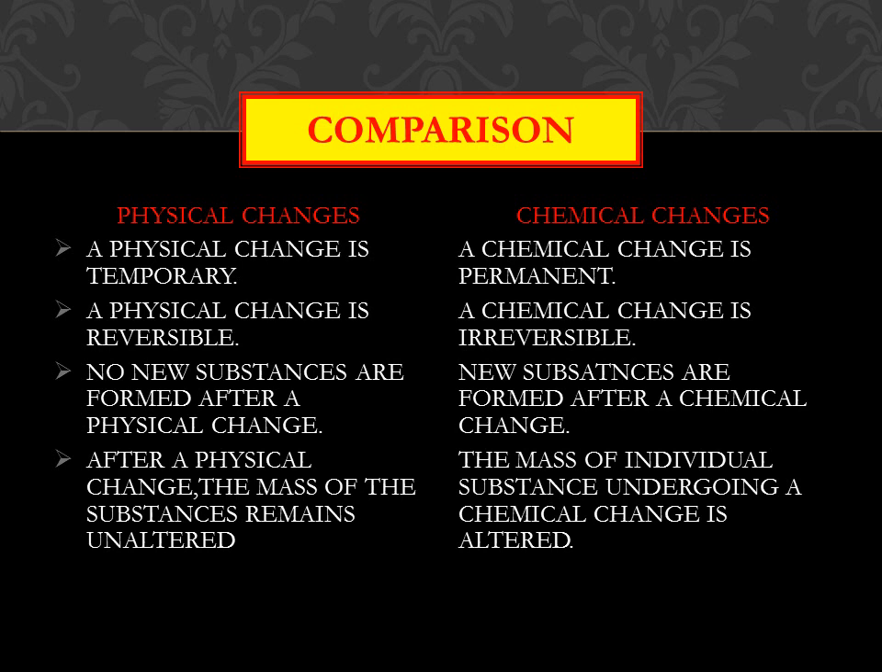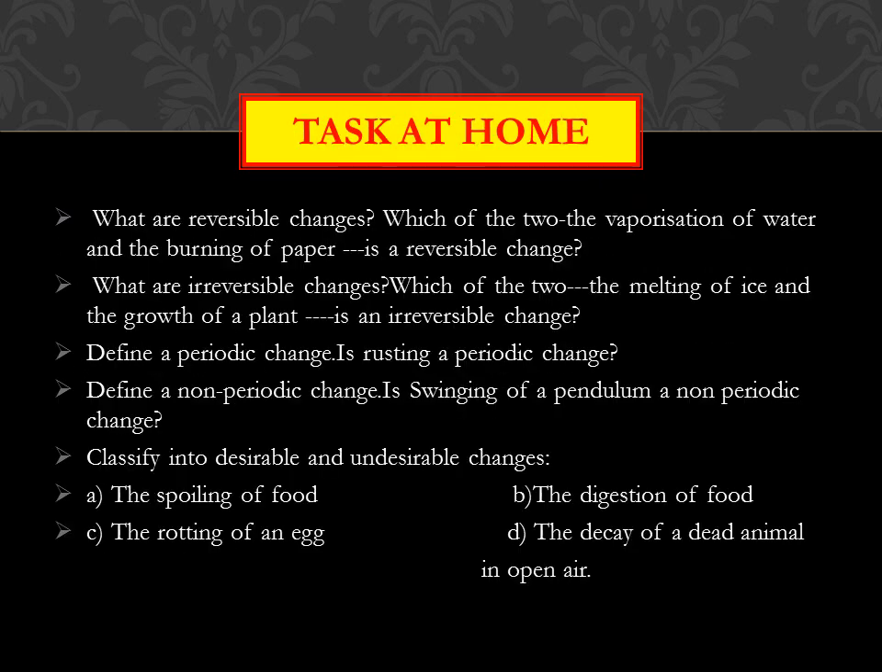Physical change: no new substances are formed. Chemical change: new substances are formed. After a physical change, the mass of the substances remains unaltered. So the individual mass of the substance also remains the same in a physical change. While in a chemical change, the mass of the individual substance undergoing the change is altered. Only the individual mass. However, the total mass of the reactants and products remains the same.